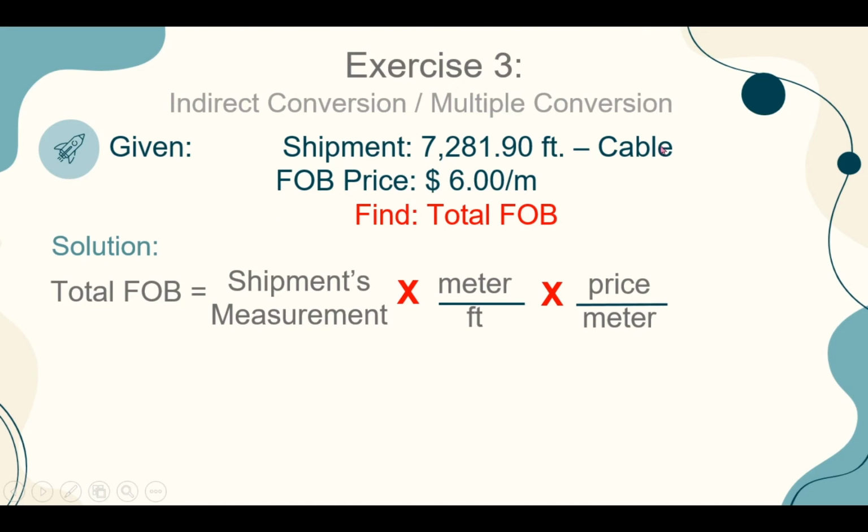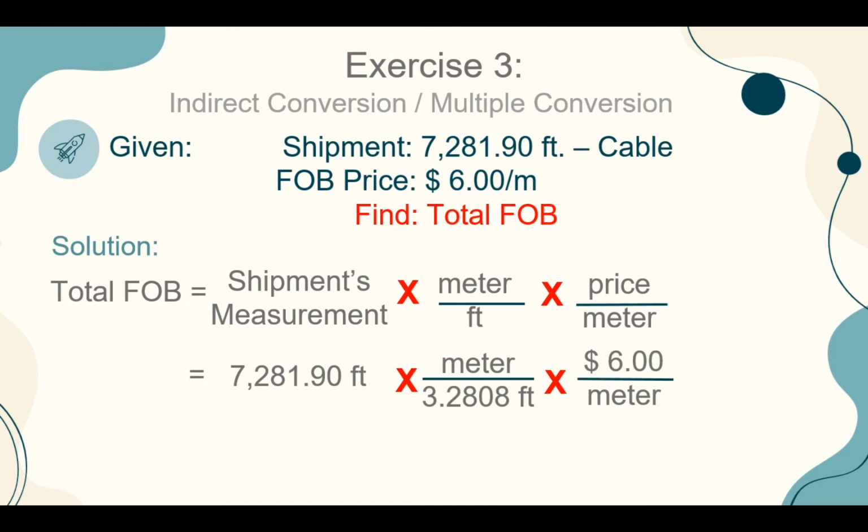Ano ba yung shipment measurements natin? And then, i-multiply natin siya sa meter per feet para ma-convert natin siya into meter. And then, yung price natin per meter. And then, isa-substitute lang natin siya. Ano ba yung shipments per measurement natin? Which is this one, 7,281.90 feet.